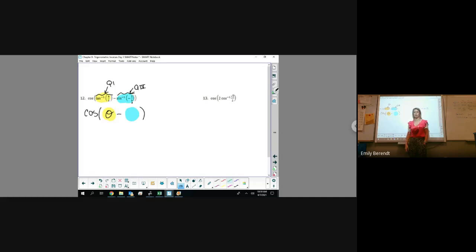Different angle or same angle? Different. How do you know? Yeah, one was located in what quadrant? 1. The other was located in 4. So you don't want to put theta minus theta. You have to pick another Greek letter. Beta. Sounds good. All right. So now we've got to figure out what the ratios are. We've got to figure out the missing pieces of the puzzle.